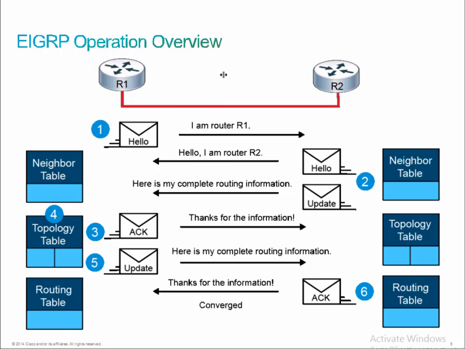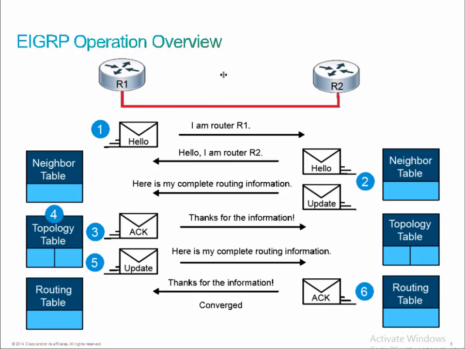The neighbor table, which basically is a database that includes all of my adjacency information. So all of the routing information sources that I'm getting routing information from. The topology table, which includes everything that I'm learning in the process of routing. Not only the best route, the next best route, the third best route, the fourth best route, and so on. And then finally, the third data structure, which is my routing table.